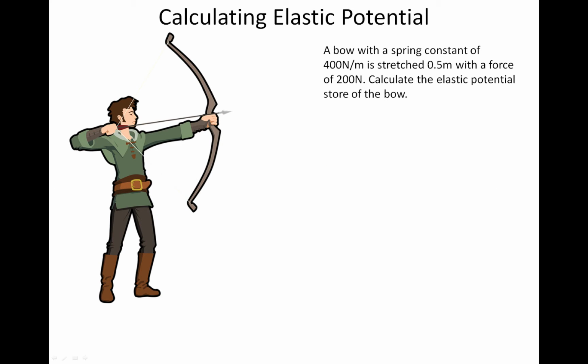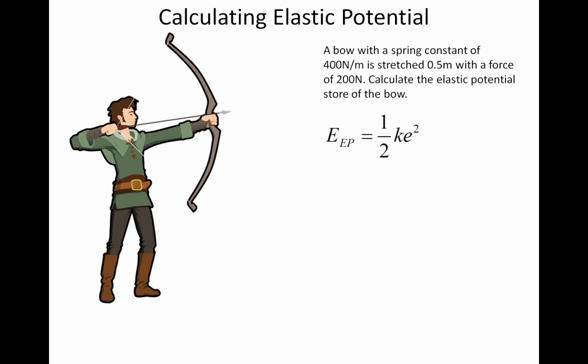A bow with a spring constant of 400 newtons per meter is stretched 0.5 meters with a force of 200 newtons. Calculate the elastic potential store of the bow. So we start by writing our equation. Now we need to pick the correct numbers to go in the correct places here. We have k the spring constant and e the extension, but we have three different numbers to choose from.